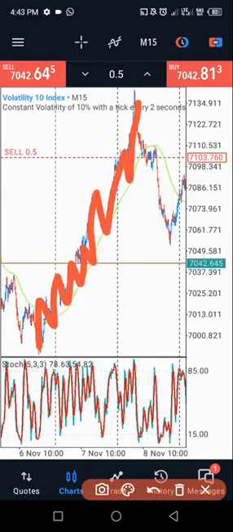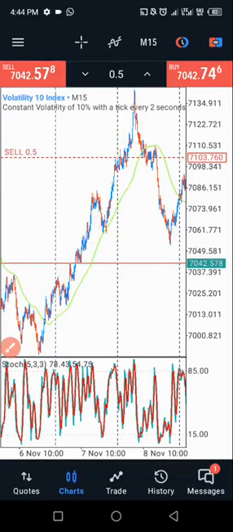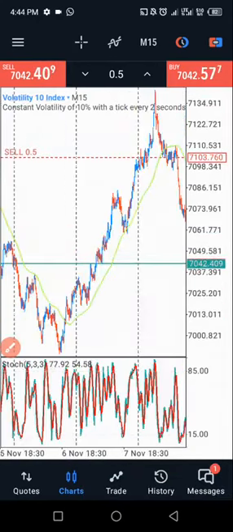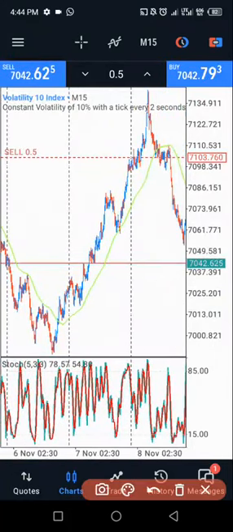Okay, so can you see? So every time, this is the first thing you want to be doing whenever you open your chart. You want to know where is the direction of the market, where is the market going to, what is the market doing at this point.